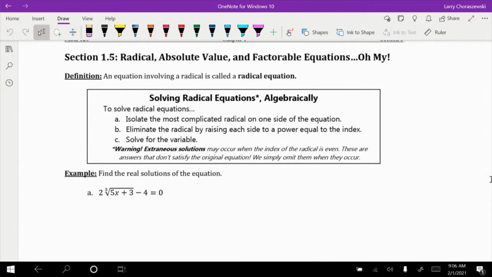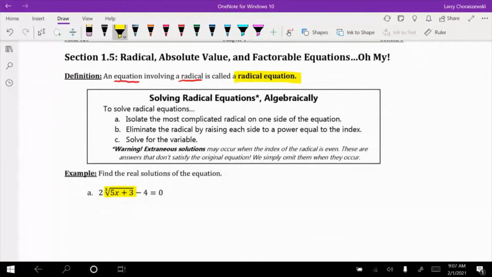Let's start with the definition of a radical equation. As you might expect, it's an equation that involves a radical. All right, that's a radical equation, and we have a few coming our way. If you look at the example below, we have a cube root expression in there, and that's obviously a radical. A lot of equations just have one radical involved. There are some equations, though, that might have two or more.